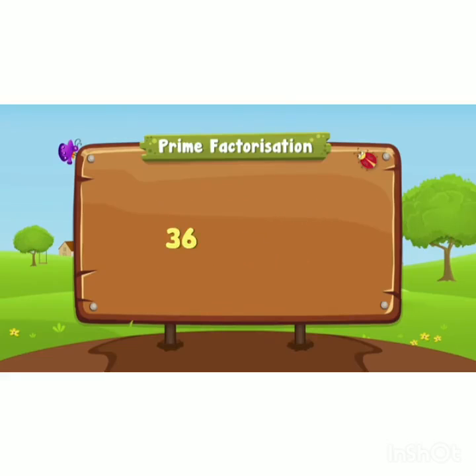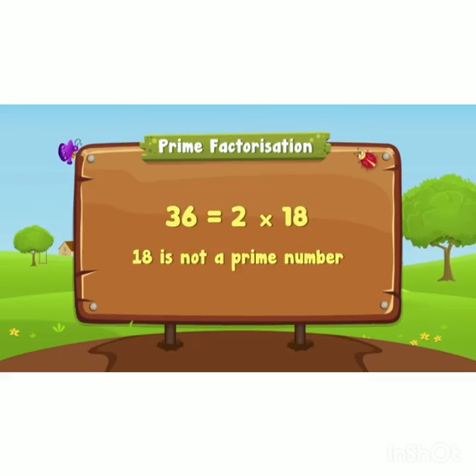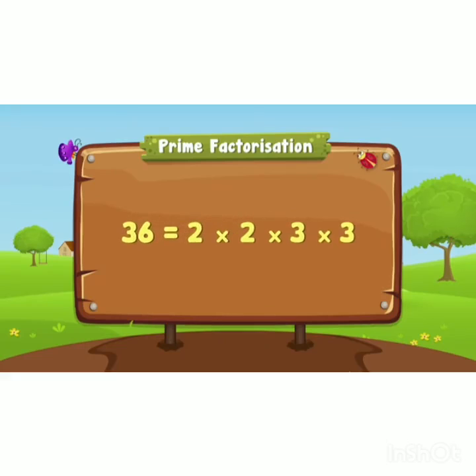But we can also write 36 as 2 multiplied by 18. And 18 is not a prime number. You are right. 18 is not a prime number. But 18 can also be broken down into its prime factors as 18 is equal to 2 into 3 into 3. Hence, 36 is equal to 2 into 18, which is equal to 2 into 2 into 3 into 3. What I just did is called prime factorization.